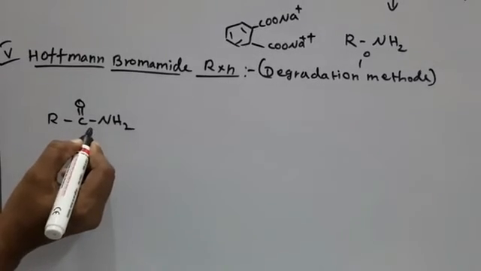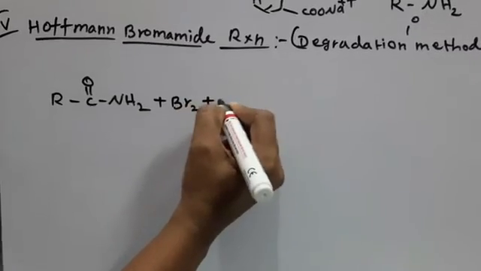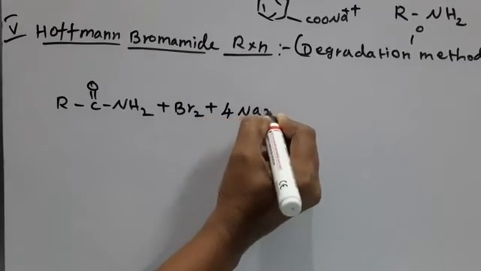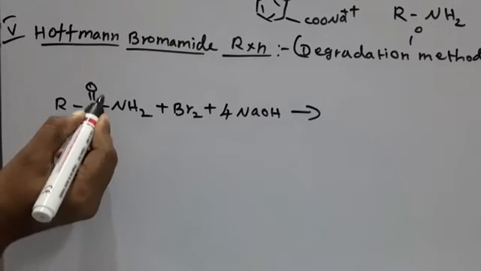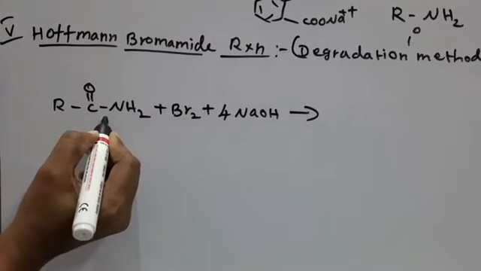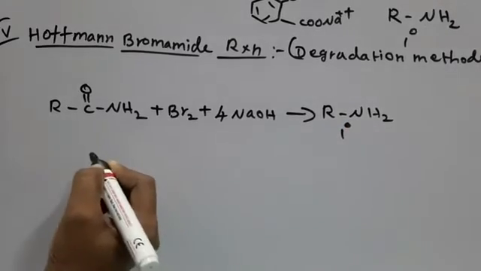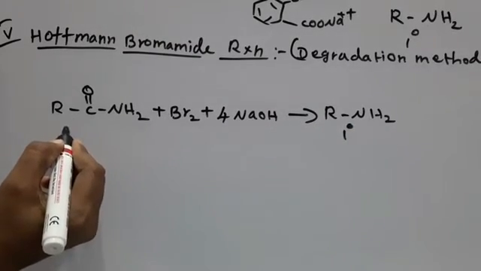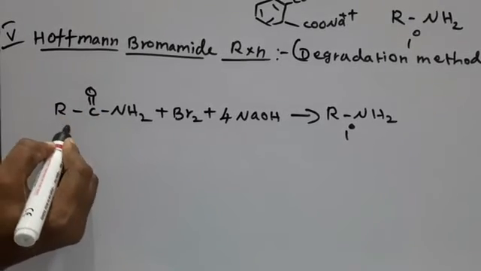So the alkyl group is attached to this amide, alkyl amide, in the presence of bromine with sodium hydroxide. Here, in this amide group, the CO is lost as one carbon atom less. This R migrates to give RNH2. This is primary amine. So here there is one carbon atom less compared to the amide. In the amide, this CO carbonyl group is present; here it is lost and this R group migrates.